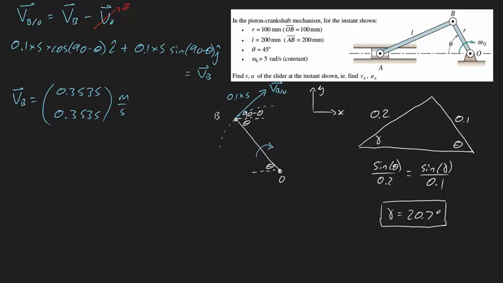Well, we can use the other circular motion formula. We know that the velocity of A relative to B is going to be equal to the velocity of A minus the velocity of B. Okay? Well, what is the velocity of A relative to B?